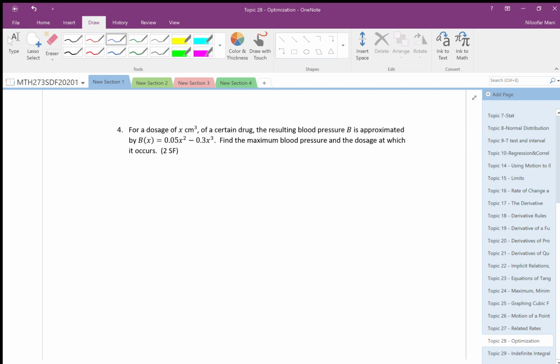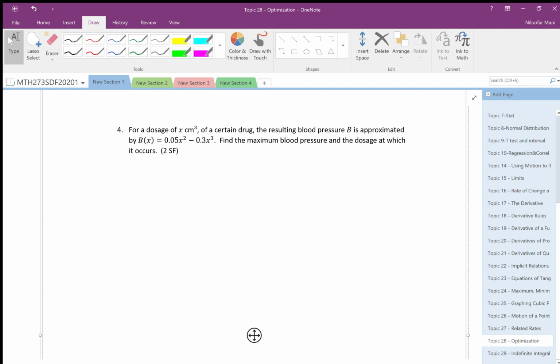Here the last question: for a dosage of x centimeter cube of a certain drug, the resulting blood pressure is this. Okay, so this is centimeter cube. I think it's volume of the certain drug. Okay, this is a relationship between volume of certain drug and the blood pressure. Okay, so I want maximum blood pressure. I want to see where maximum blood pressure happens, at which volume.